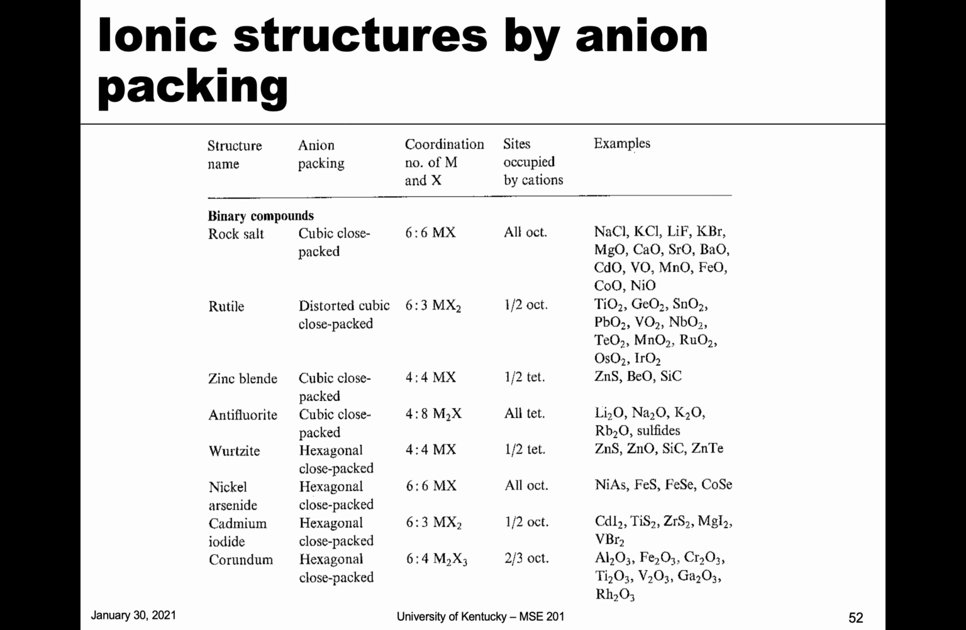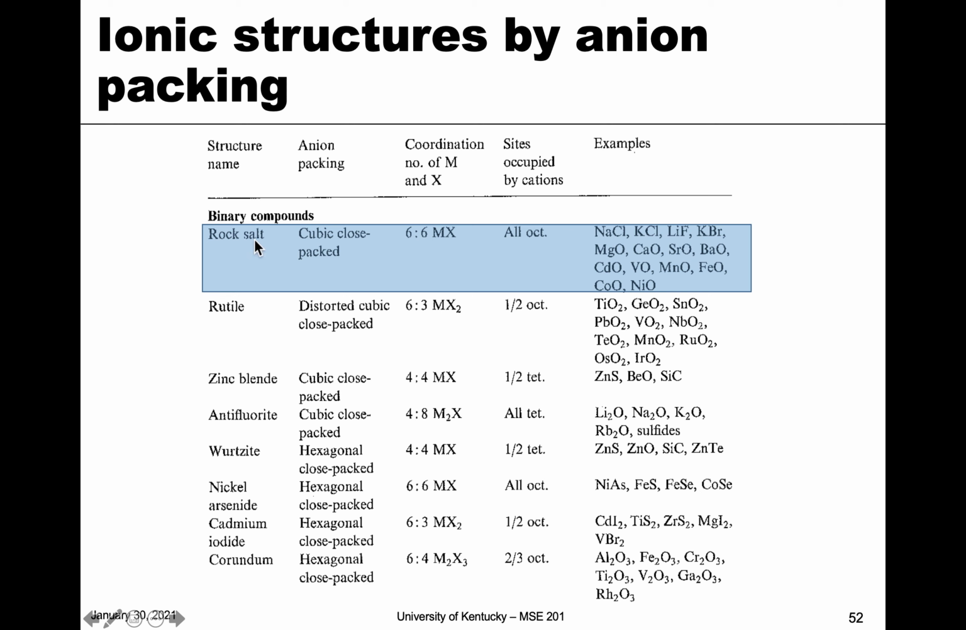Let me show you the power of this sequence where we're packing the anions first. This shows you a large number of the binary compounds, so 2 components. Rock salt we just talked about. You can see that here. It also shows a lot of the other common binary compounds and how the anion packing is described, the coordination numbers of the metal and non-metal, the site occupied by the cations, so how we fill the sites, and then examples of these various structures.